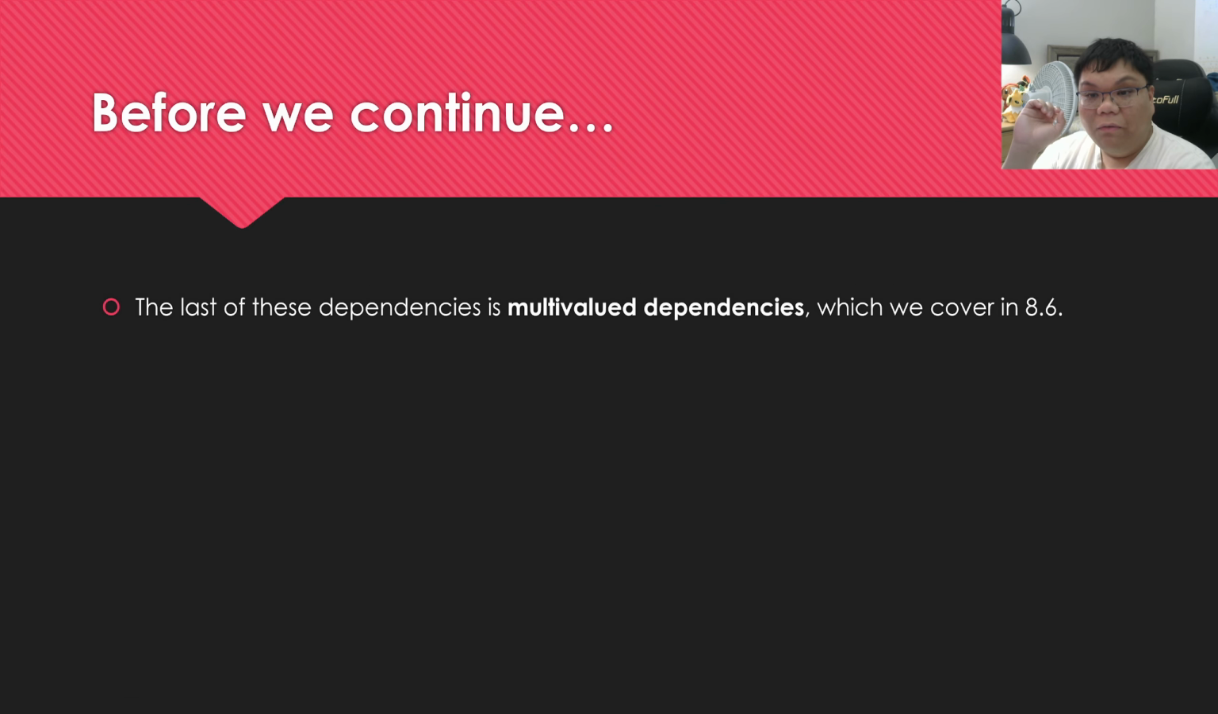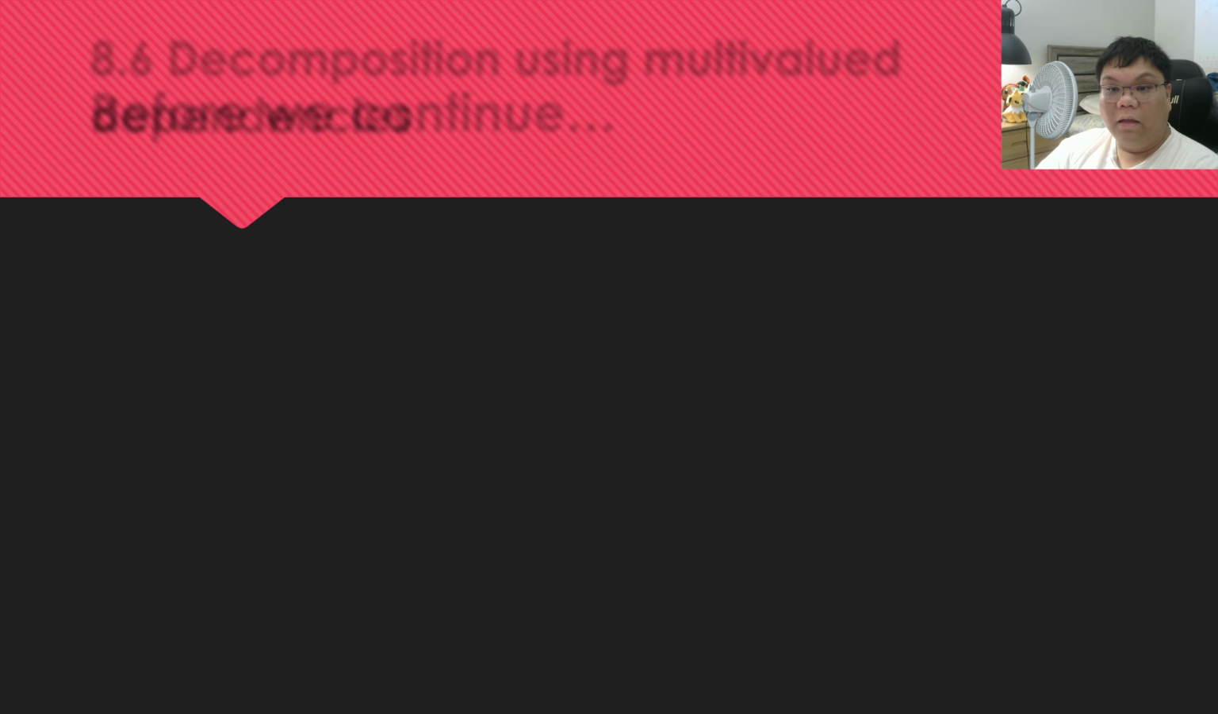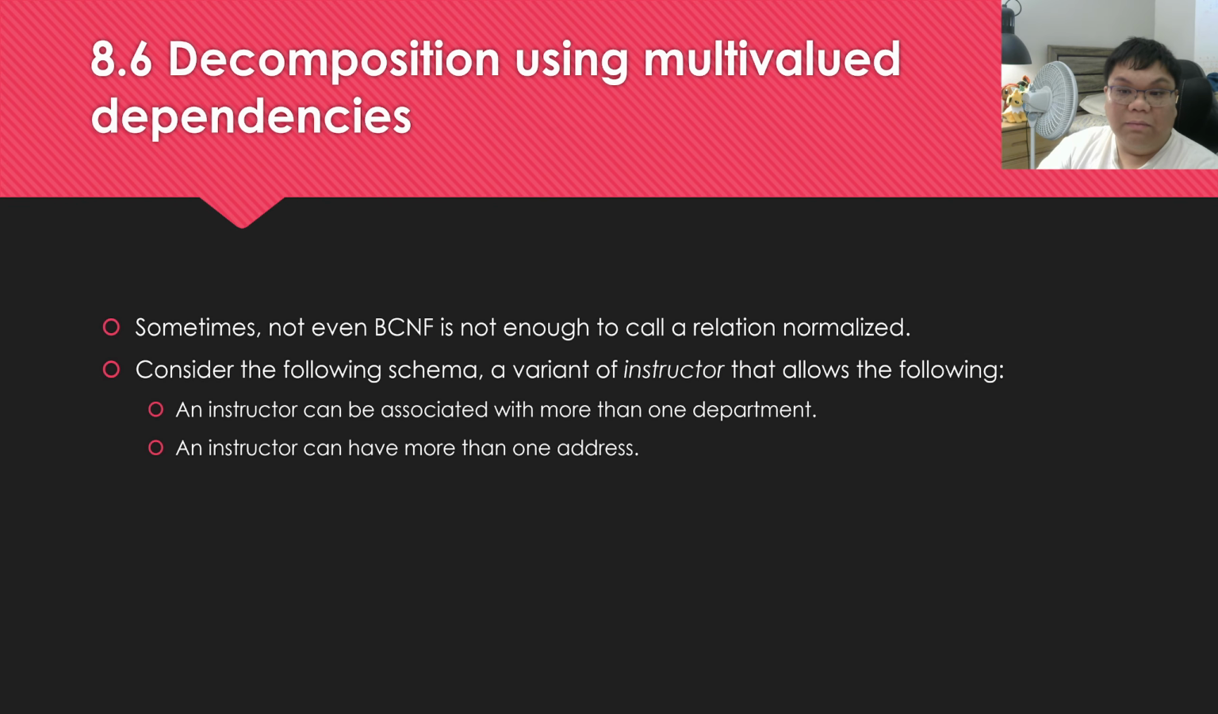And now, we get to the last thing we're going to talk about in here. So we have partial dependencies, which second normal form gets rid of. Third normal form gets rid of transitive dependencies. And now, we get to multi-value dependencies. Sometimes Boyce-Codd normal form is too much, but sometimes still, Boyce-Codd normal form is not enough.